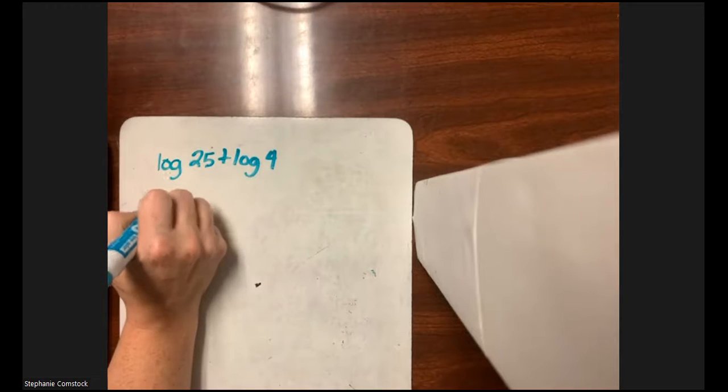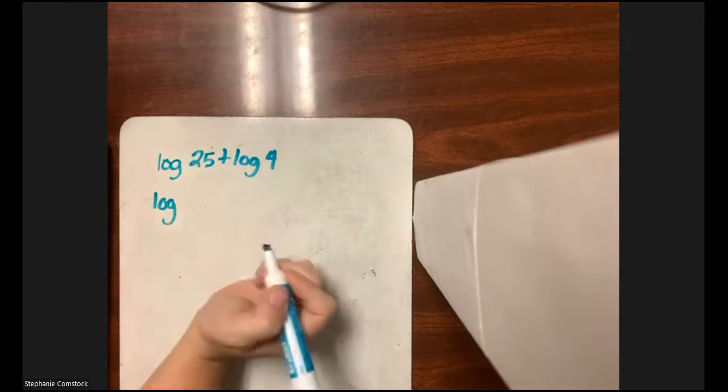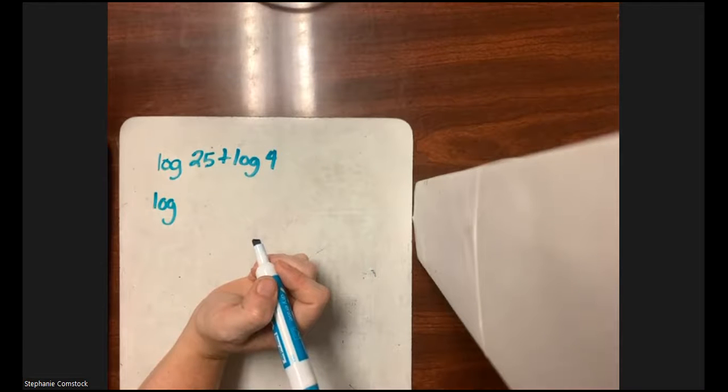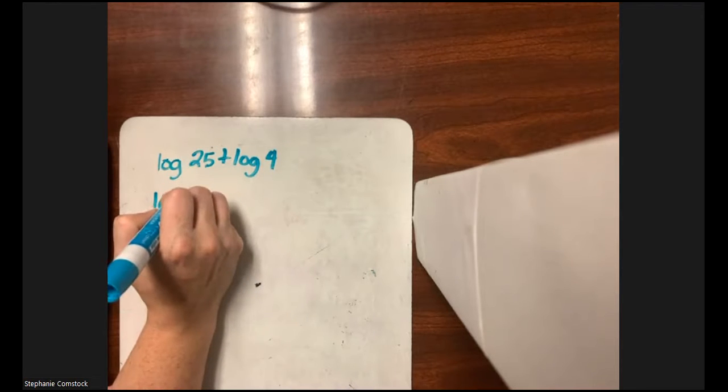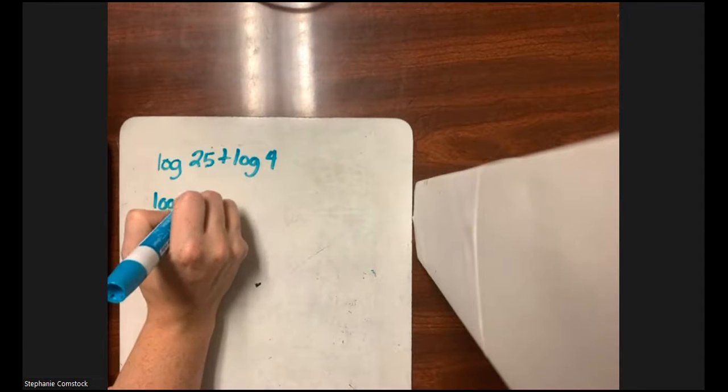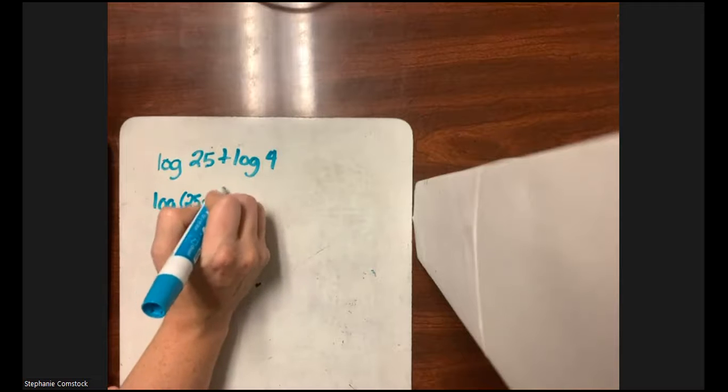Okay. So do I have any powers? No, I don't see any numbers out here in the front that need to come back up into their power position. Next thing was product. Do I see log plus log? Yes. We know that log plus log goes back to multiplication. Now, this is going to turn into 25 times 4.